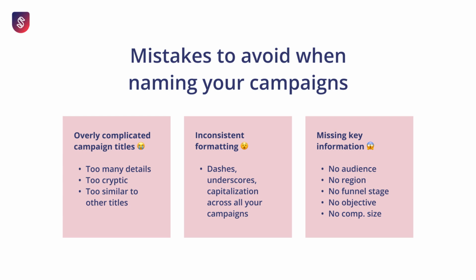For example, if you're promoting a white paper, it's enough to say white paper and then one or two keywords that help you identify the respective white paper. Another mistake to avoid is inconsistent formatting, and this refers mostly to the use of dashes, underscores, capitalization across all your campaigns. And finally, skipping important information.